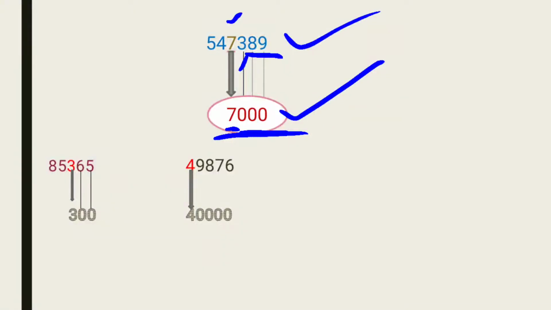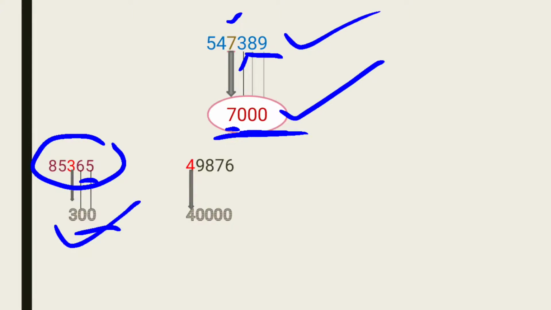Next example, we have a number 85,365. Now what we will do, we have to find the place value of the digit 3. So we will write the digit 3 as it is, and after that we have two digits 6 and 5. So we will add 2 zeros. So the place value of digit 3 here will be 300.